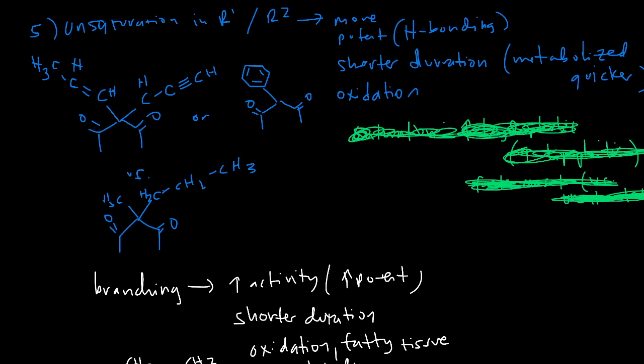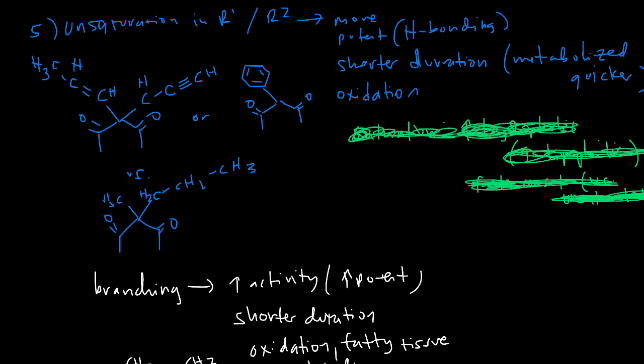The 5 position has a ton of components to it, so bear with me. This green, I just wrote something and I couldn't erase it, so I just scratched it out. So unsaturation in the R prime or R double prime leads to more potent compounds with a shorter duration. These can be oxidized. These are more potent because they can hydrogen bond. These are of shorter duration because they're metabolized quicker. So unsaturation leads to higher potency and shorter duration for different reasons than the general rule.